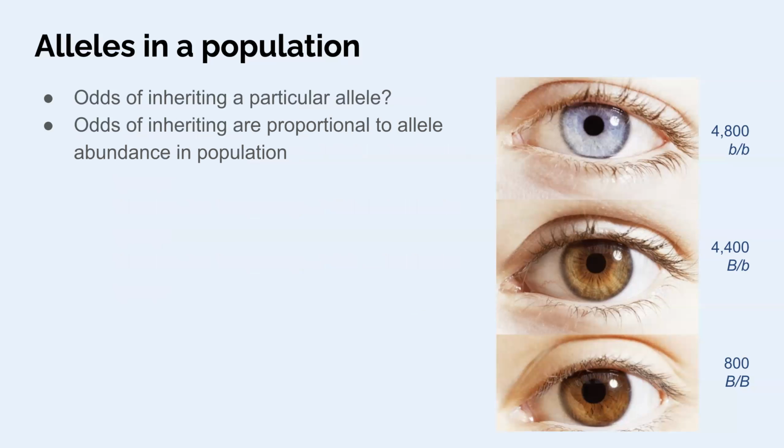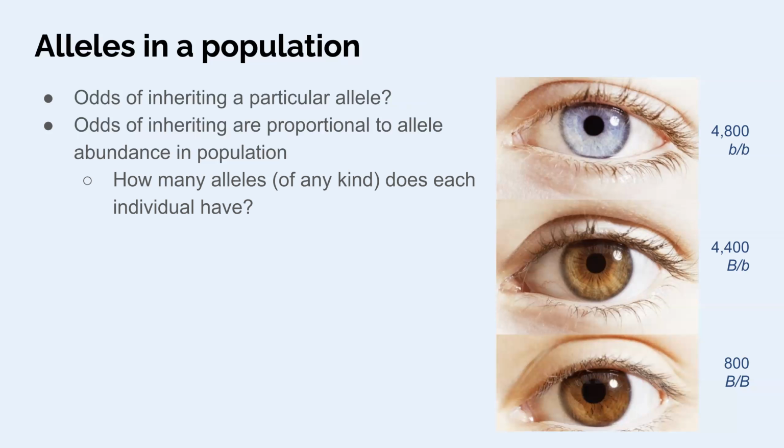Well, the chance of inheriting an allele, big B or little b, if we're just putting them all into the gene pool and drawing them, then your chance of drawing a little b is proportional to the number of little b's in the population. So if 70% of your alleles are little b, then 7 out of 10 times you should be drawing a little b, right? So let's see if we can take these genotypes and turn them into allele frequencies.